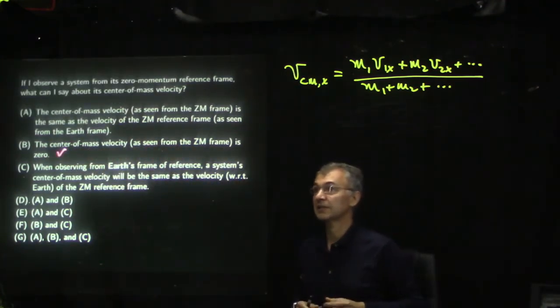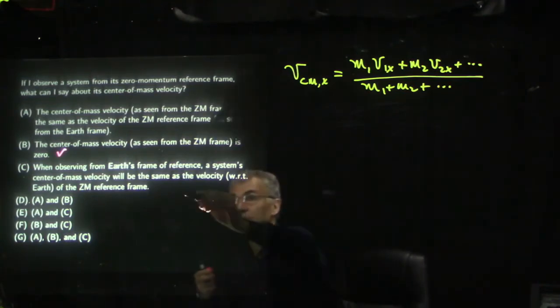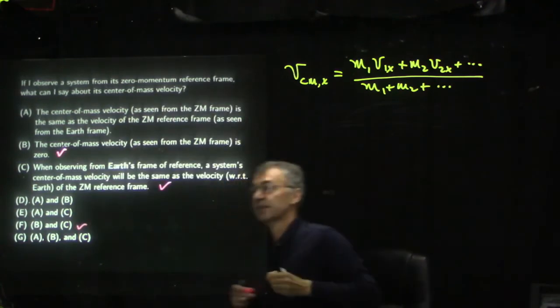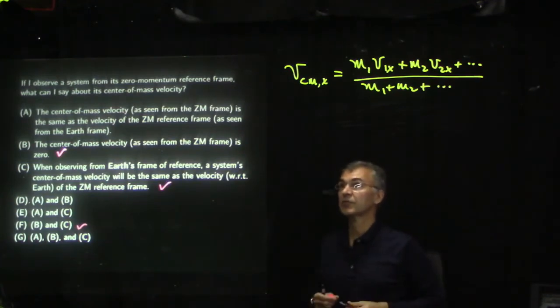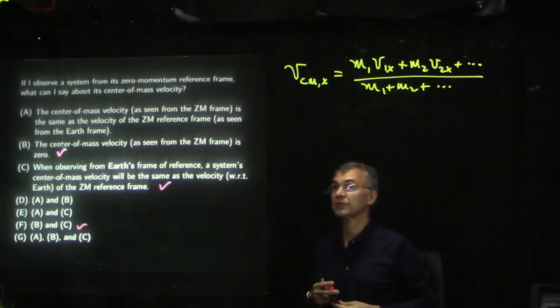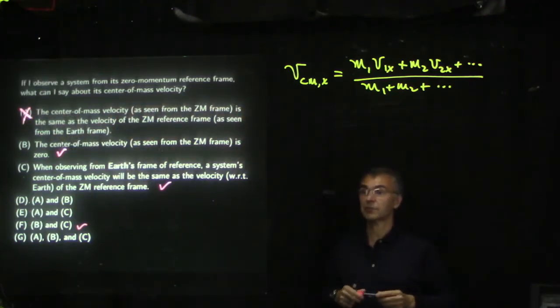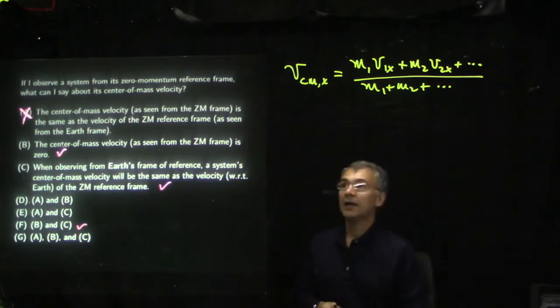And when observing from Earth's frame of reference, a system center of mass velocity will be the same as the velocity of the zero momentum reference frame. When observing from Earth's frame of reference, the system center of mass velocity is the same as the velocity with respect to... Well, this is also a true statement. So I guess B and C are both true. So I guess I actually like F, because B and C are both true. Center of mass velocity, as seen from the zero momentum frame, is the same as velocity. That's not true. No. A is definitely not true. B and C are both true, so I like F. But this isn't really a hugely important point.